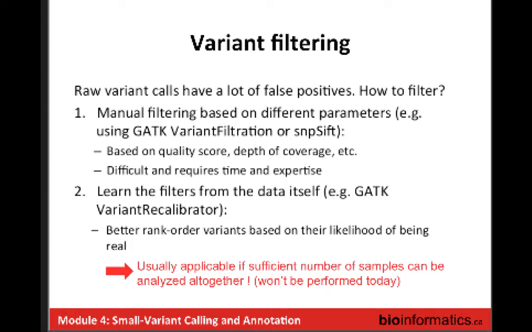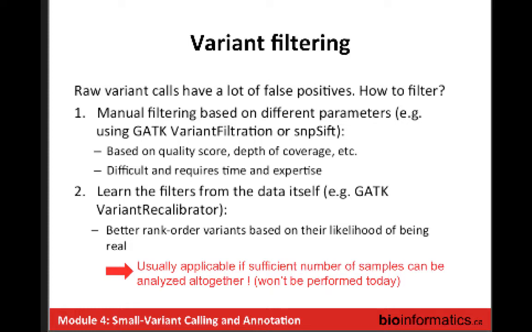One is more complicated than the other, and asks for more background knowledge. You can do a manual filtering based on different parameters using GATK or SnpSift. You know your data, you know how you called, you know what you experimented, so you decide, okay, based on a given quality score, based on this level of coverage, you apply some parameters to tell what you expect the parameters of a good variant to be. It's difficult because you need to know exactly what you are doing and which parameters are important, so you need expertise to do that. But it's really efficient and fast.